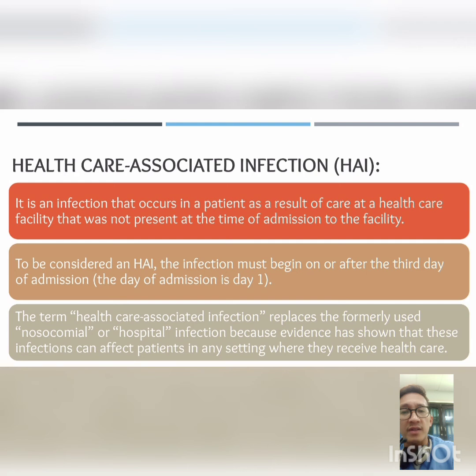So meaning to say, if the patient developed any infection 3 days after his admission to a unit or to a hospital, then that is considered as a hospital-acquired infection. But if the patient develops any signs of infection from the first day he or she was admitted and until the second day or third day, within that period, then that is considered as your community-acquired infections.